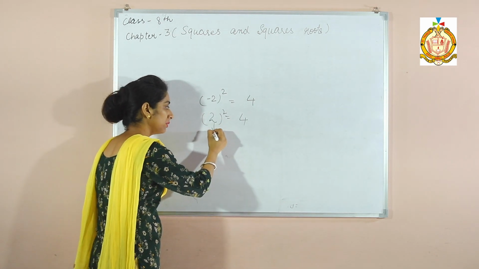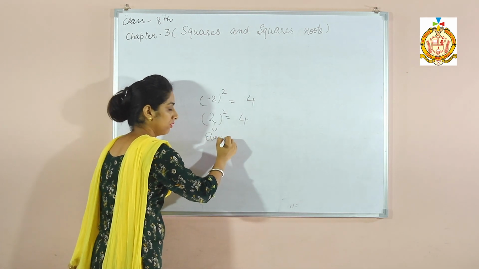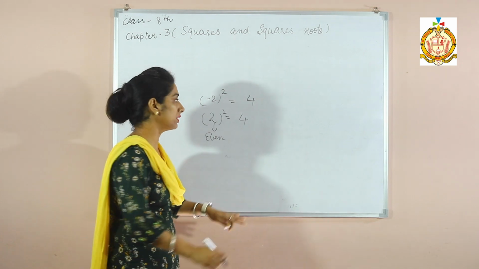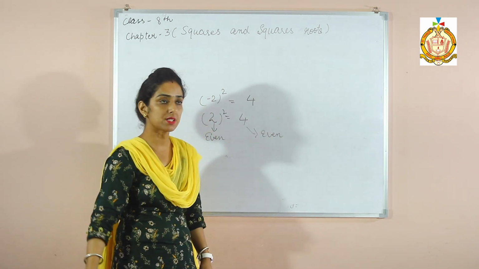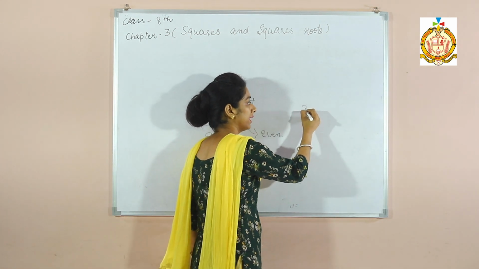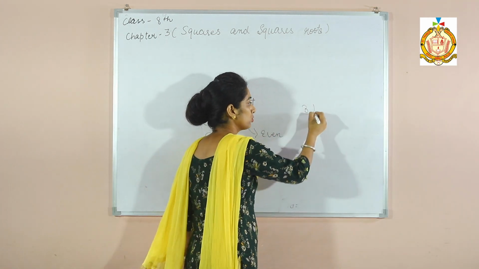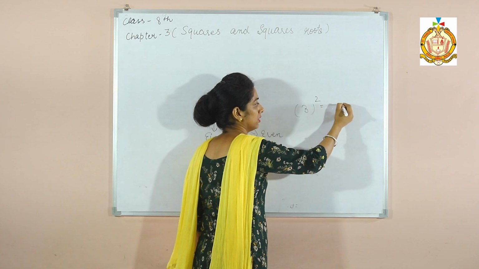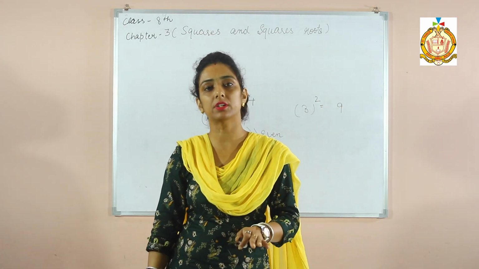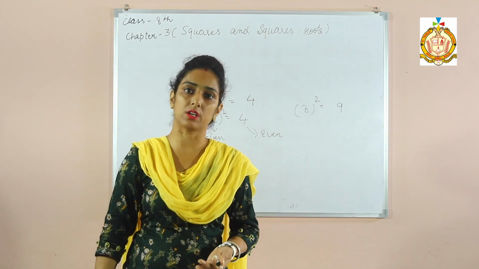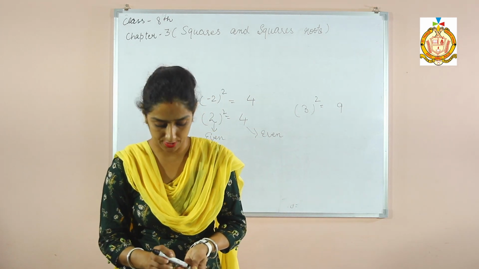Now 2 is an even number, and the square of an even number is again even. And for an odd number like 3, when you write its square, that is 9, which is odd. So the square of an even number is even and the square of an odd number is odd.